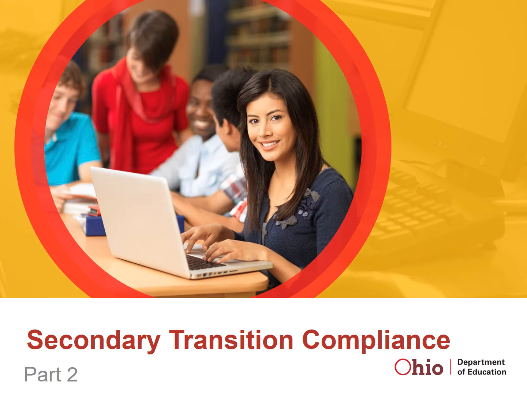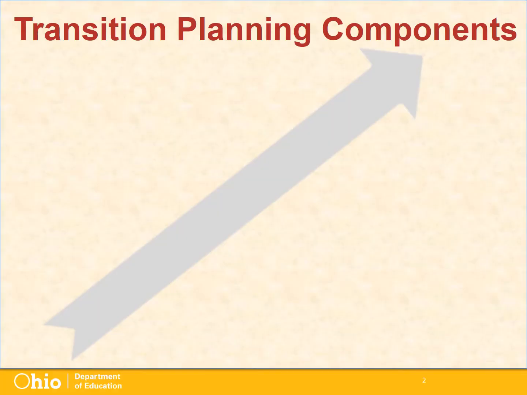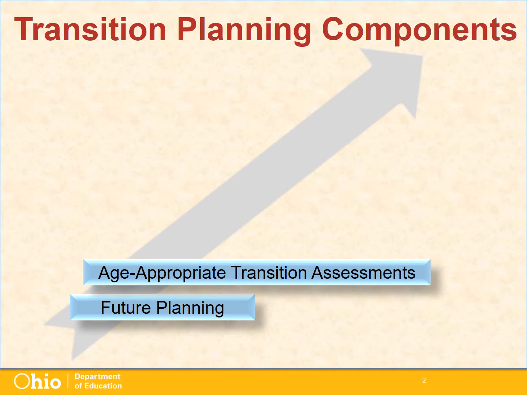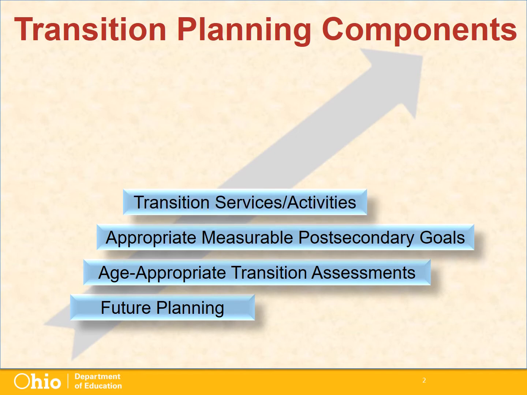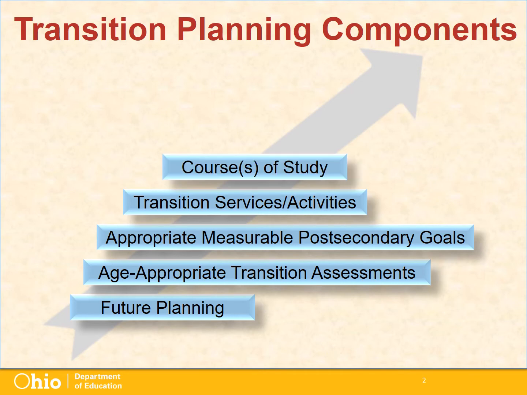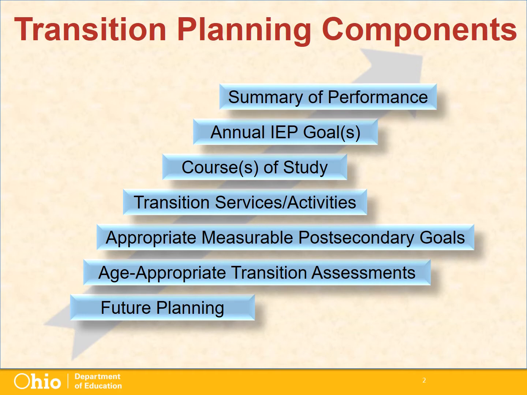This is part 2 of the secondary transition module. The following graphic displays the components within the secondary transition planning process. These components include future planning, age-appropriate transition assessments, AATA, appropriate measurable post-secondary goals, transition services and activities, course of study, annual IEP goals, and summary of performance.